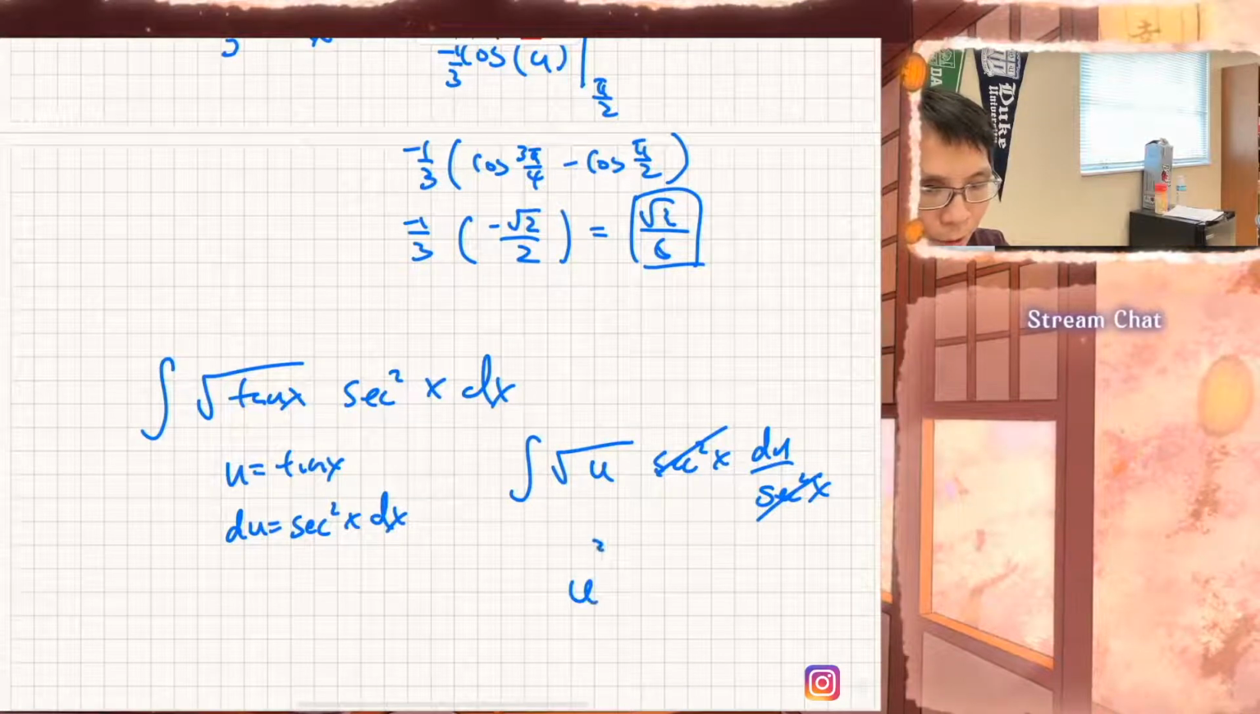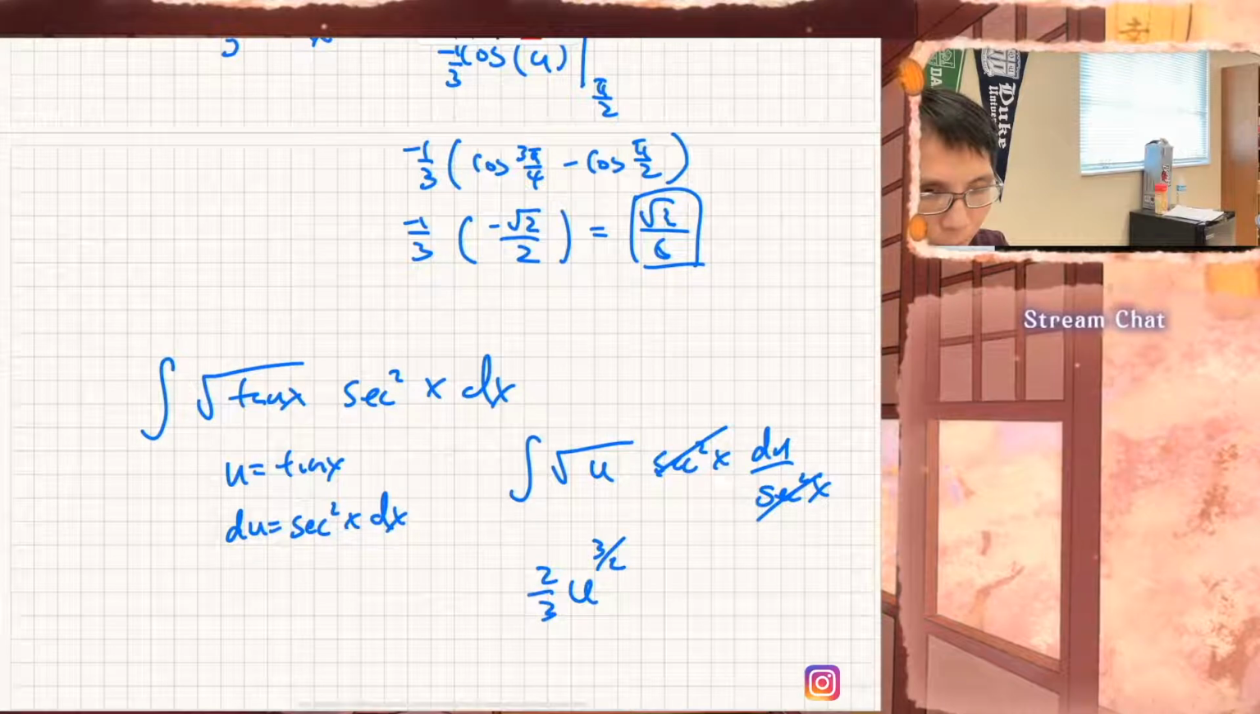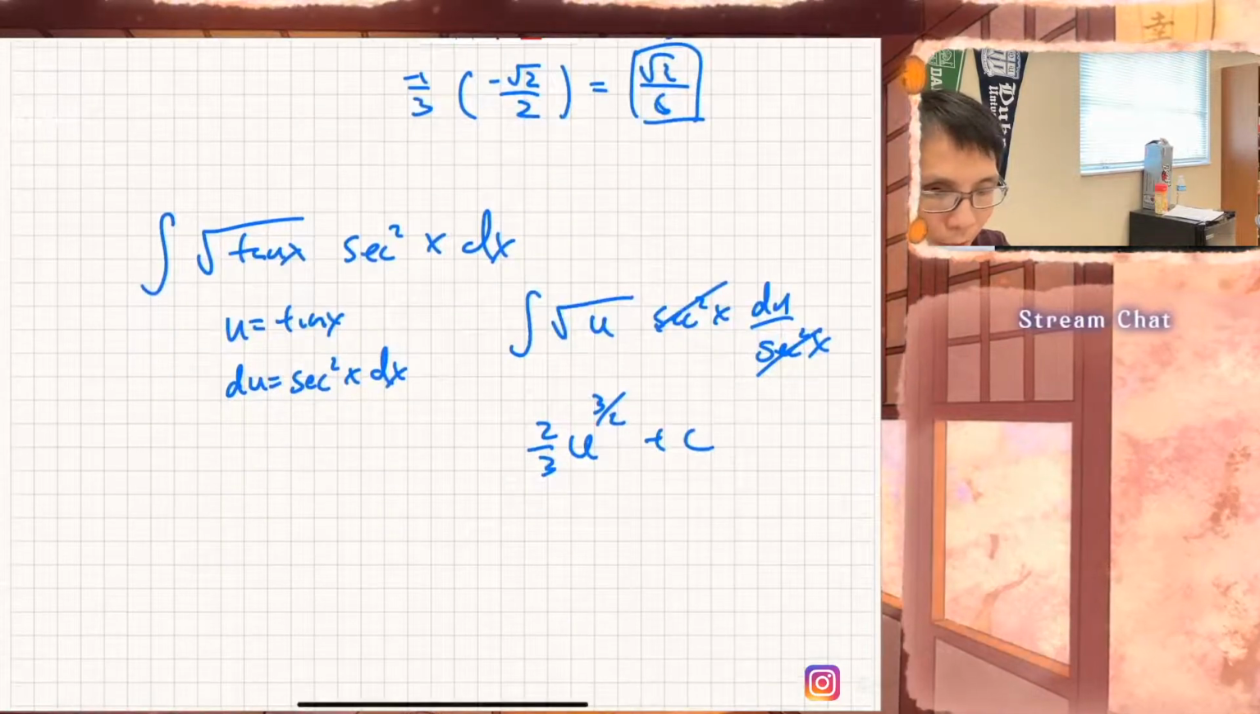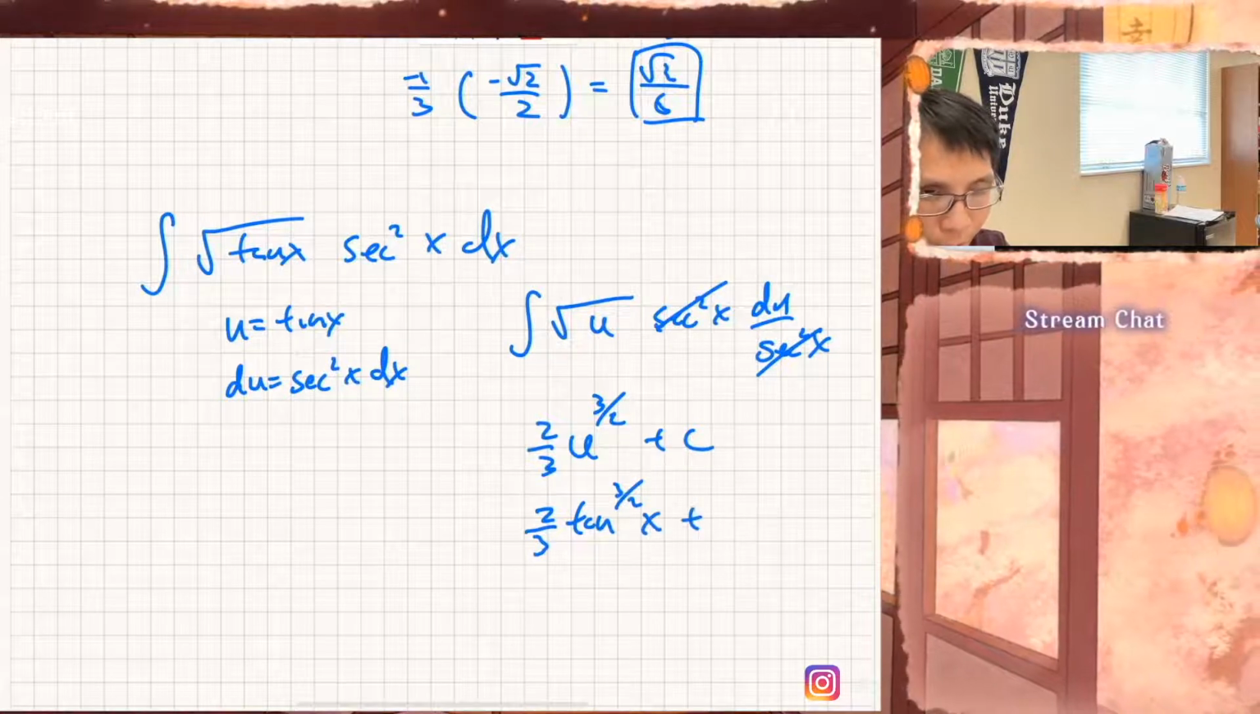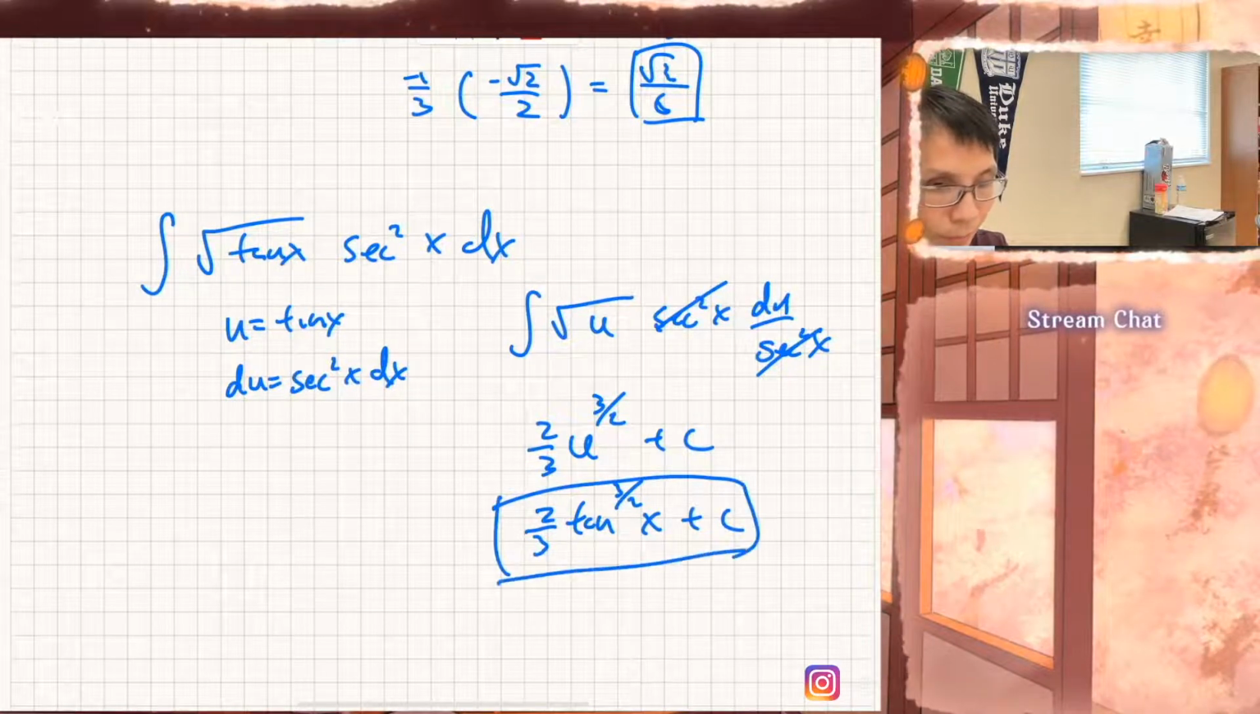So this one's going to be u to the 3 over 2 times 2 over 3 plus c. And there'll be 2 over 3 tangent of x to the 3 over 2 plus c. I'm losing my mind. That's crazy.